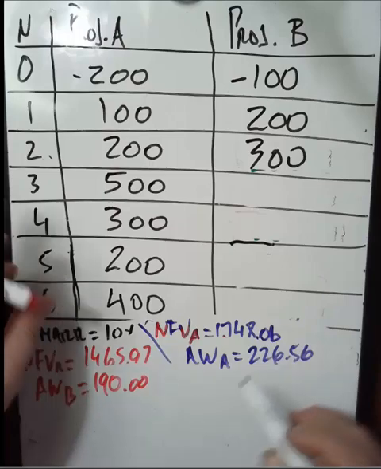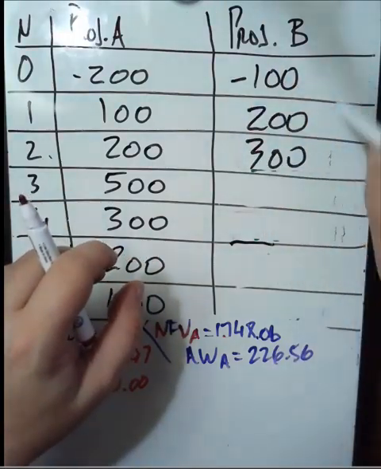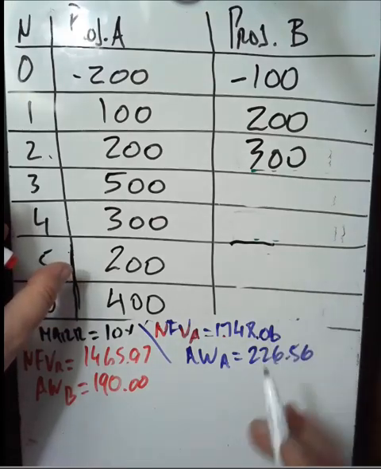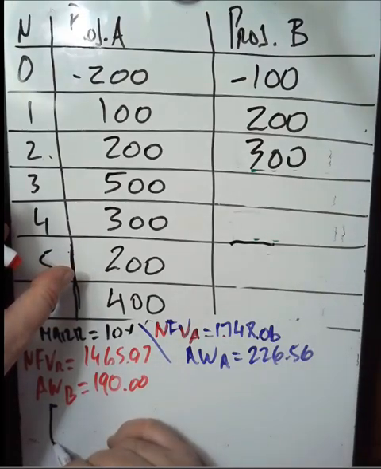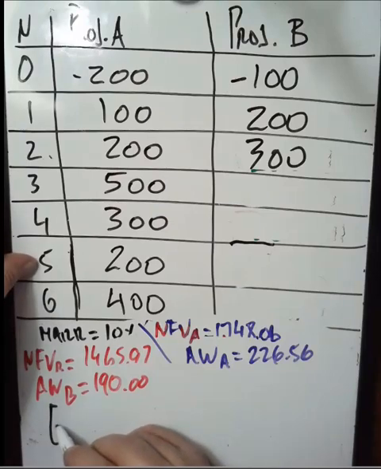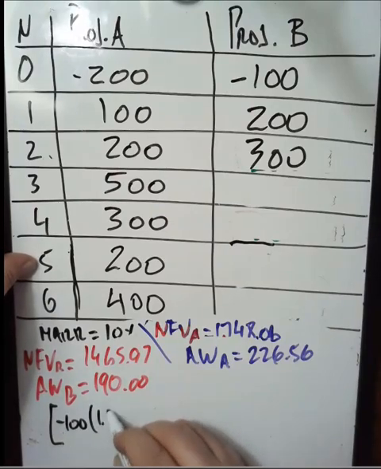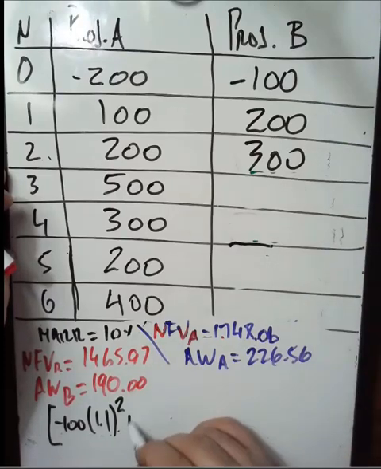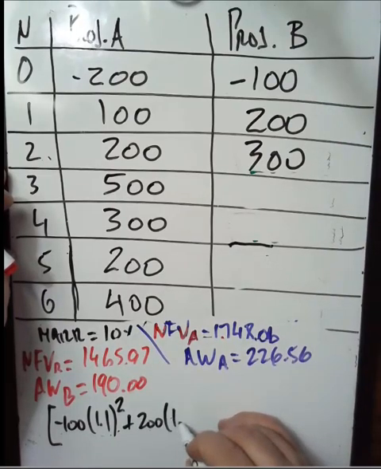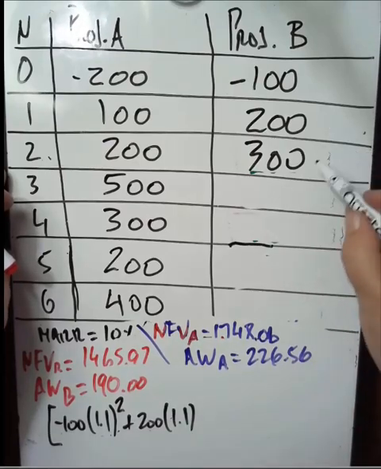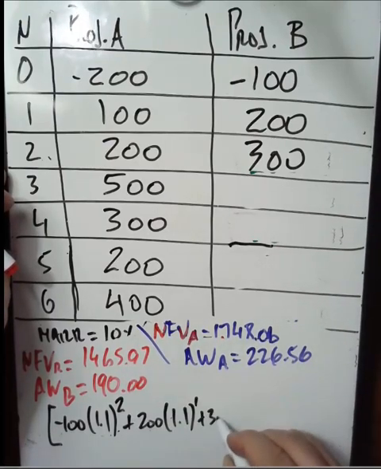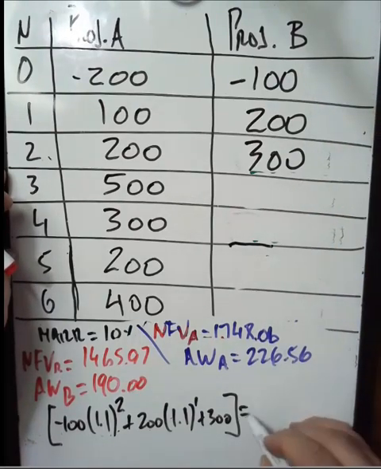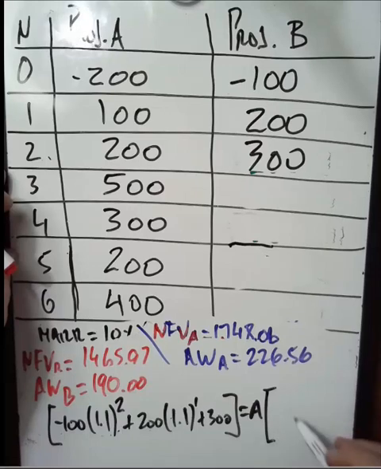What I'm telling you is, if you are to compute the future value of this, using the future value of an annuity formula, and I'm going to put all the future value in one bracket, so that will be the negative 100 pushed forward 2 years, 1, 2, right? Plus the 200 pushed forward 1 year at 10%, plus the 300, that's the future value, right, of this project B.